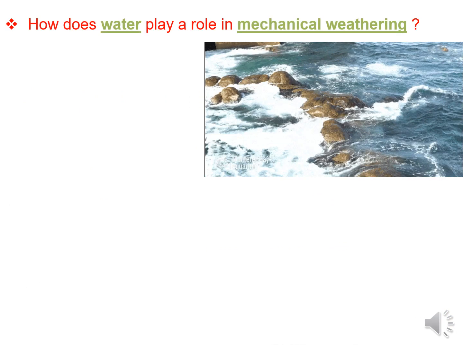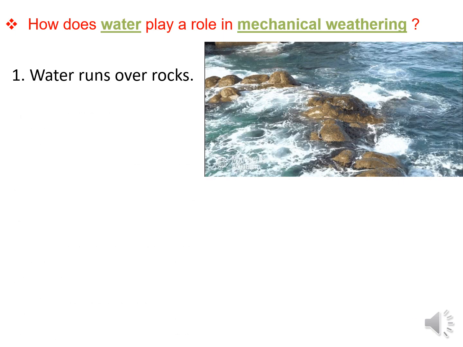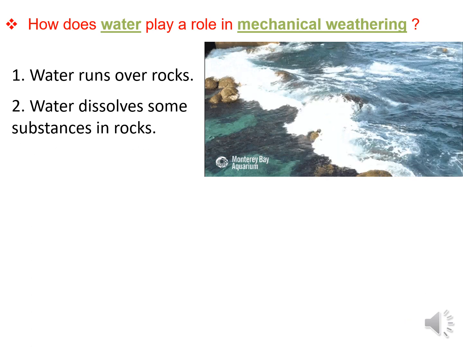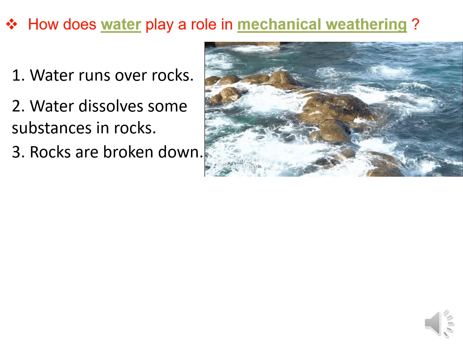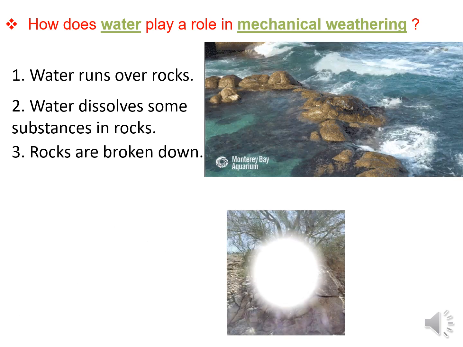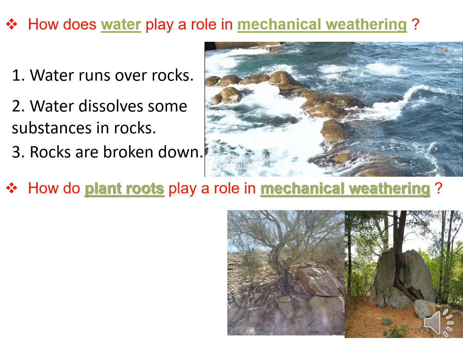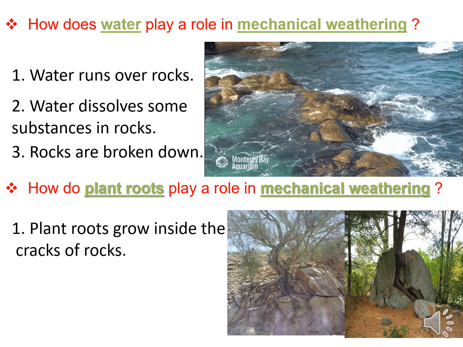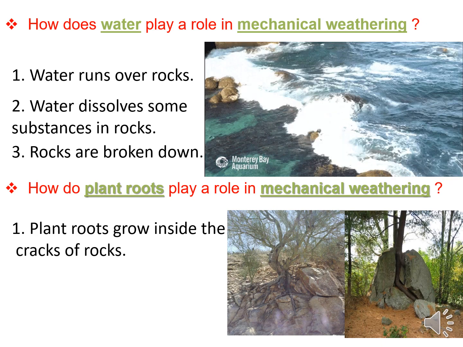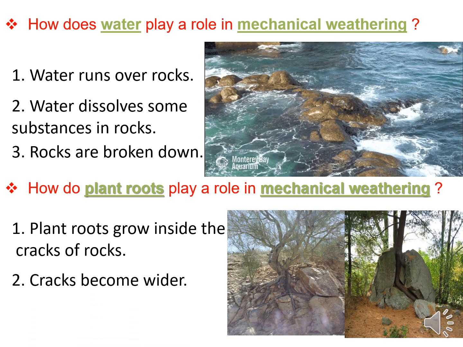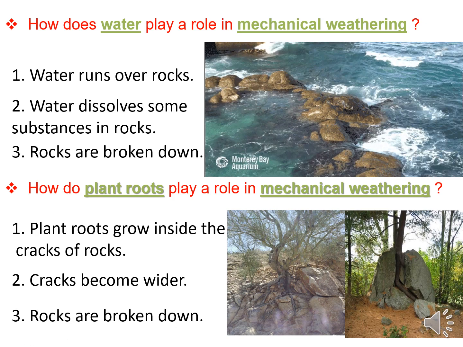Now let's know how water plays a role in mechanical weathering. Number 1, water runs over rocks. 2, water dissolves some substances in rocks. And 3, rocks are broken down. How do plant roots play a role in mechanical weathering? Number 1, plant roots grow inside the cracks of rocks, and the cracks here means openings. So cracks become wider, and then rocks are broken down.